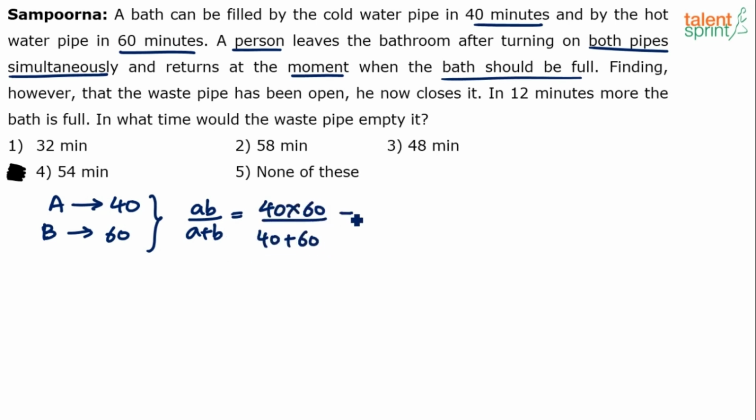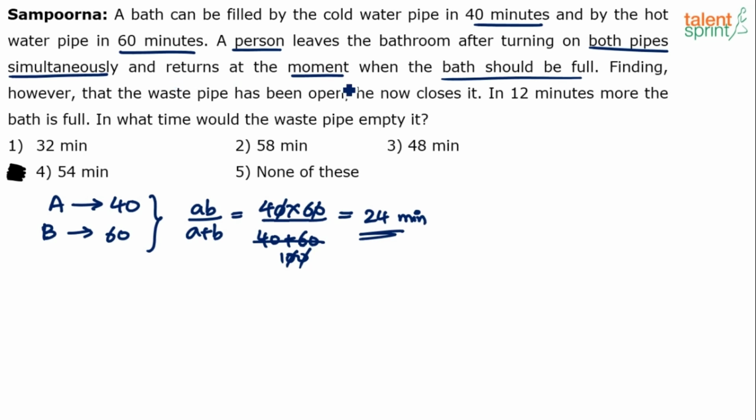So how much is this? The denominator, 40 plus 60, is 100, right? So zeros get cancelled. We are left with 4 into 6, 24. So the idea is that when both the pipes, the cold water pipe and the hot water pipe, are open simultaneously, it takes 24 minutes to fill the bath.